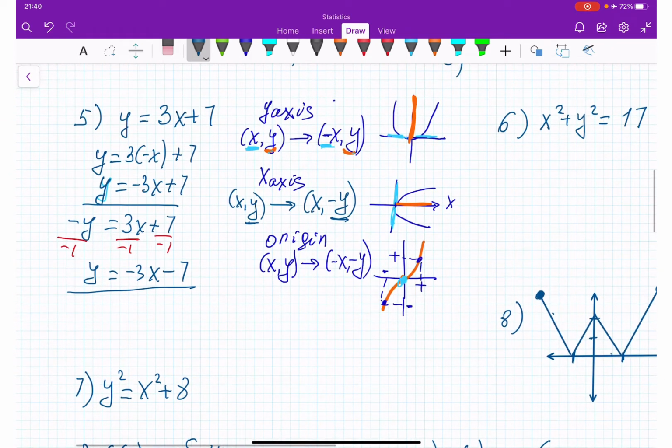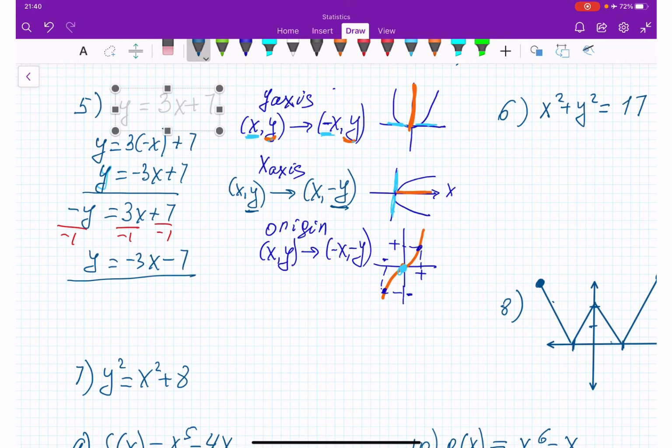Our original one is this. Let me change the color so we won't forget. So y is equal... negative y actually is equal 3 times negative x. Why? Because look here, it's changing x and changing y also. Therefore, I'm plugging both. And plus 7. Let's see if we get the same one. We get negative y is equal negative 3x plus 7.